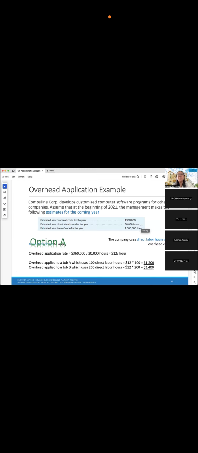So option A, suppose that the company uses direct labor hours as the overhead application base. I take the total overhead cost of $360,000 divided by 30,000 hours of labor. That would give me $12 per labor hour. So if job A uses 100 direct labor hours, I would take $12 per hour multiplied by 100 hours, which equals $1,200 of overhead cost. On the other hand, if job B is more labor intensive and uses 200 direct labor hours, I would take the rate of $12 multiplied by 200 hours, which equals $2,400 of manufacturing overhead cost.